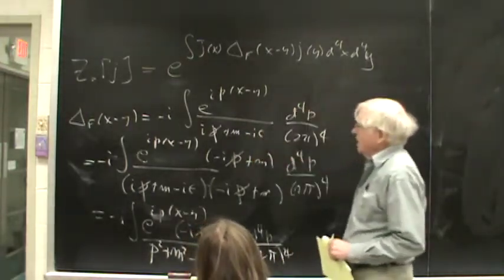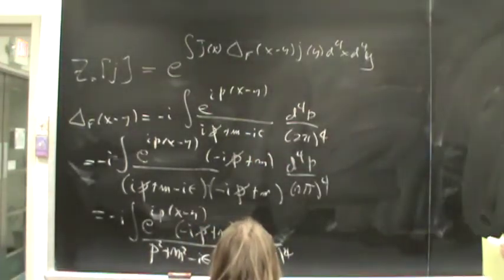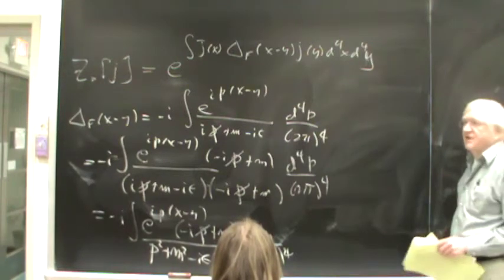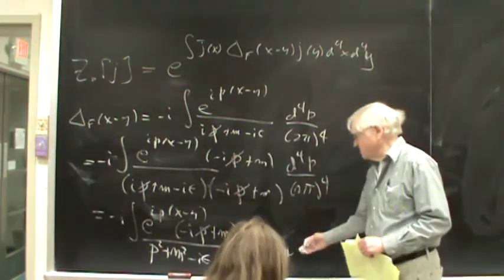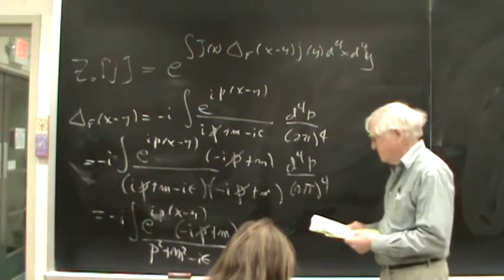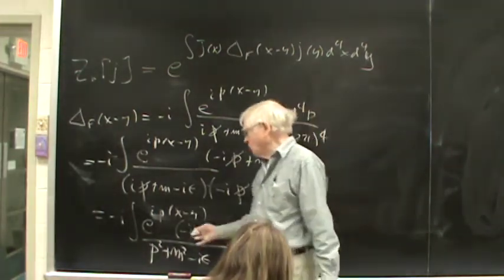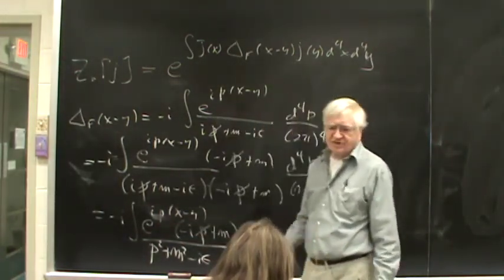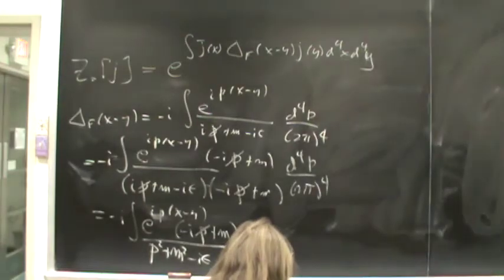So that's what happens, and so we get the Feynman propagator, and this is Weinberg's expression for it. In Schwartz, you have a different set of minus signs.